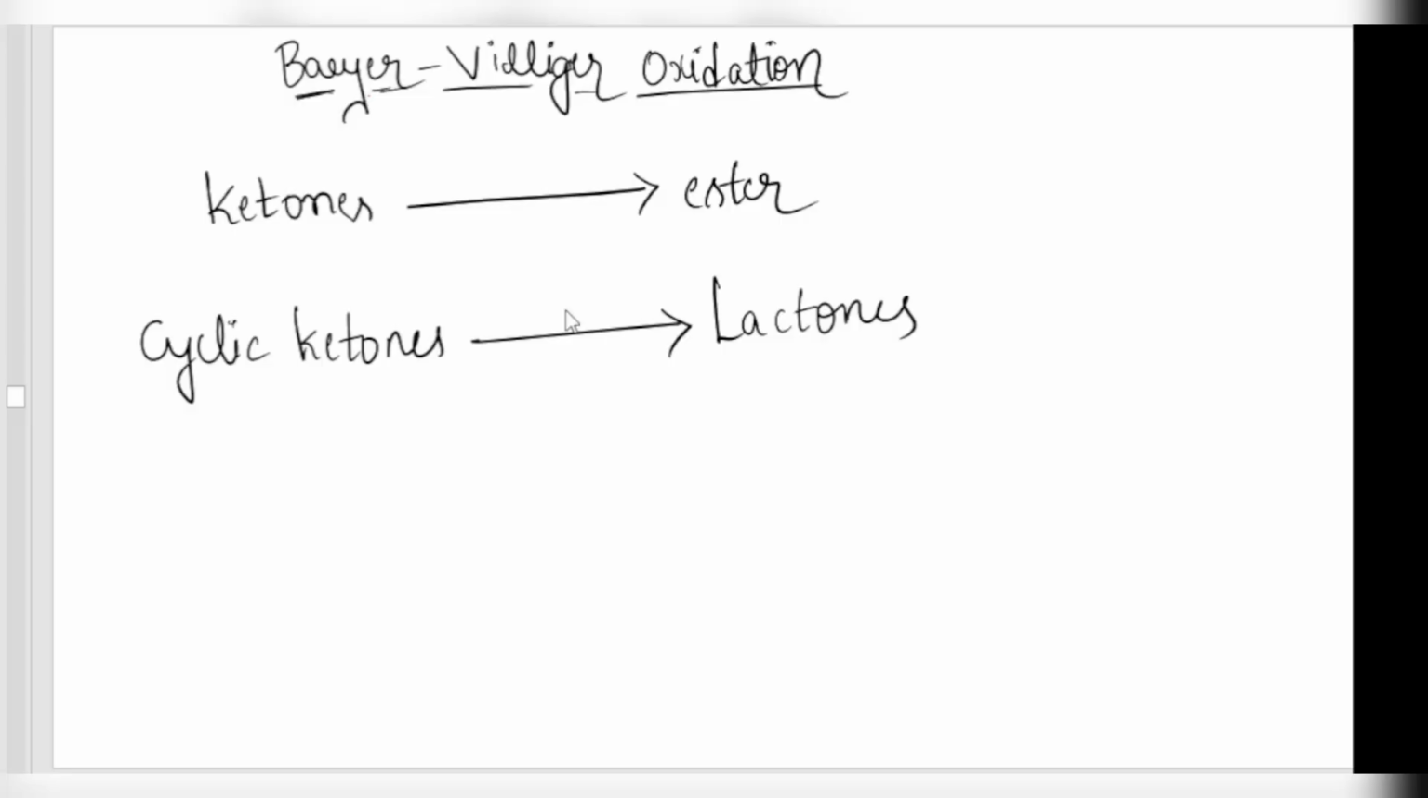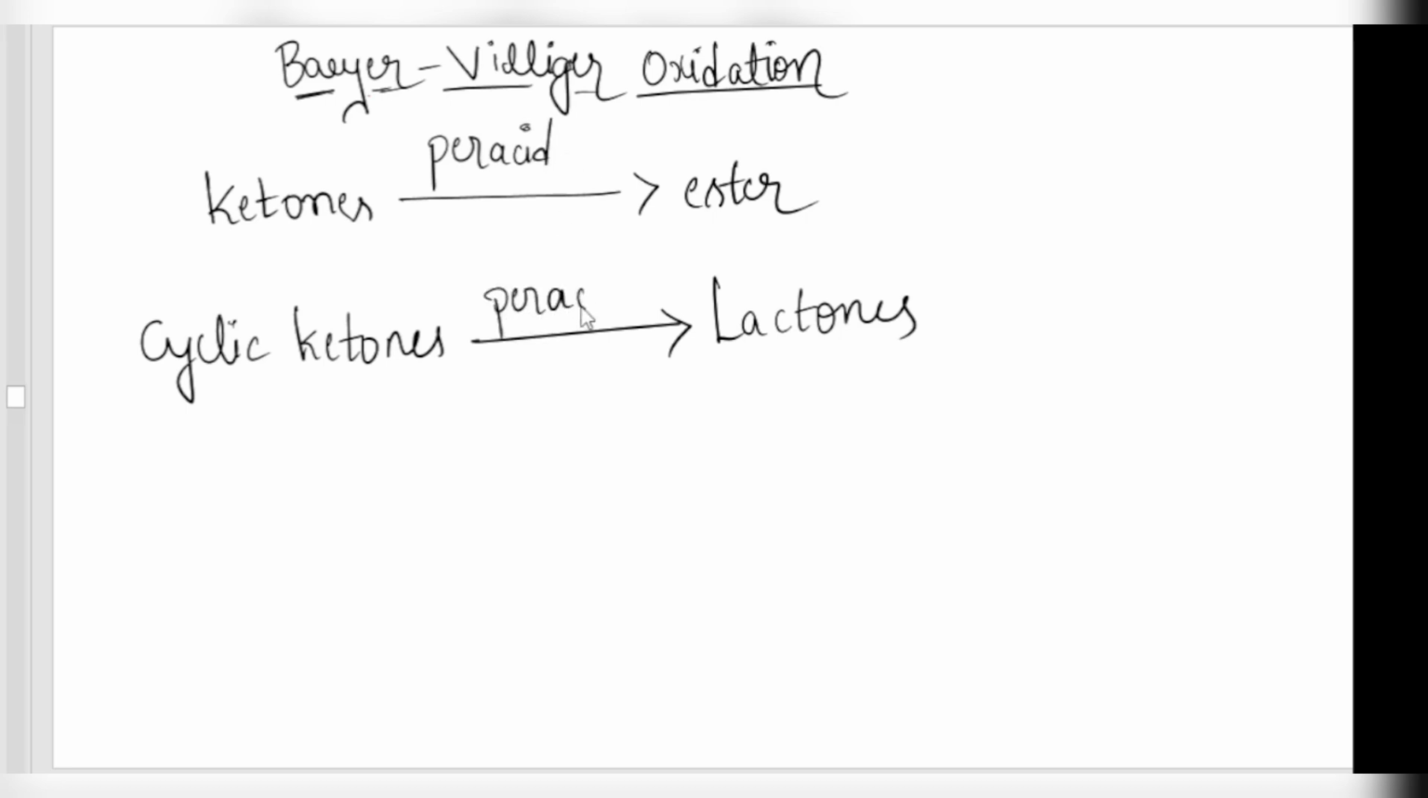In this particular video, I am going to discuss Baeyer-Villiger oxidation. This reaction is a chemical reaction in organic chemistry where ketones are converted into esters, or cyclic ketones are converted into lactones, in the presence of peracids. That is, we can write it as here, on the arrow I will write peracid.